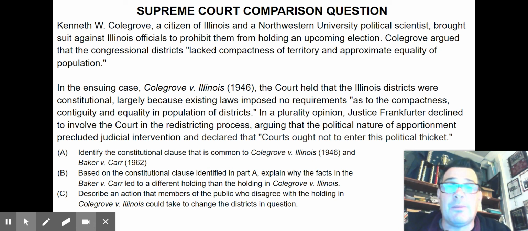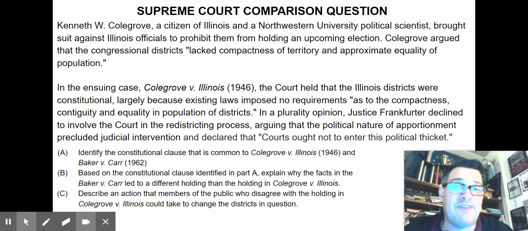But notice that you've got to do a couple things here. One, you've got to use the clause you identified in A. So always in some way mention that clause in Part B. 2, you have to explain the facts of Baker versus Carr. It's going to be explaining the facts of the case you know. Always explain the facts of the case you know. All right? Not every single fact has to be done, by the way, but the most important facts. And then in this case, it says, why did it lead to a different holding than the holding in Colgrove? So you're comparing and contrasting.